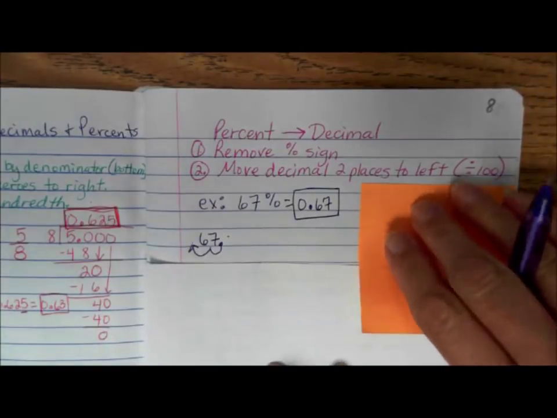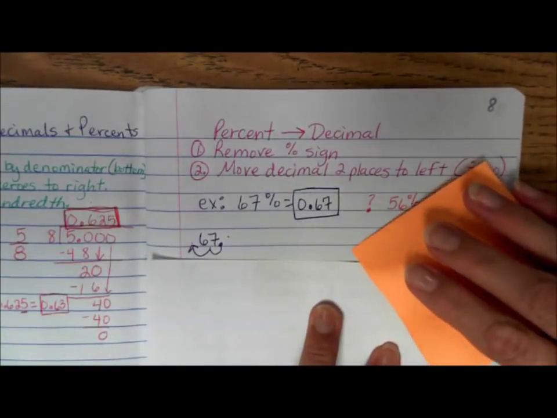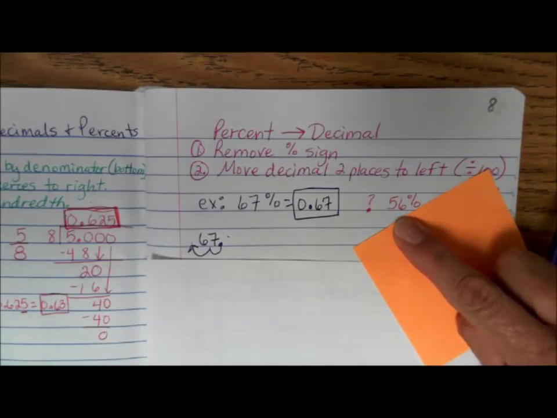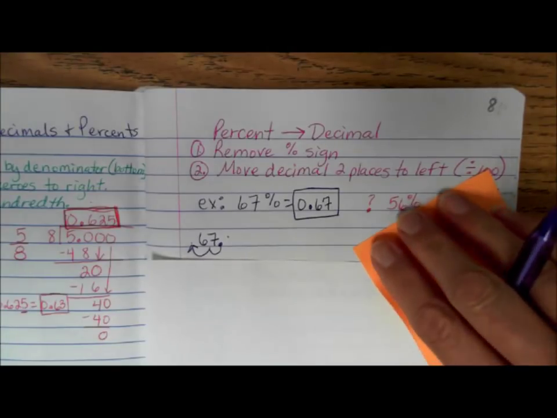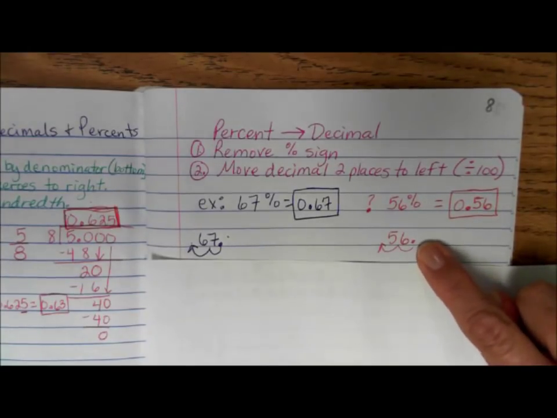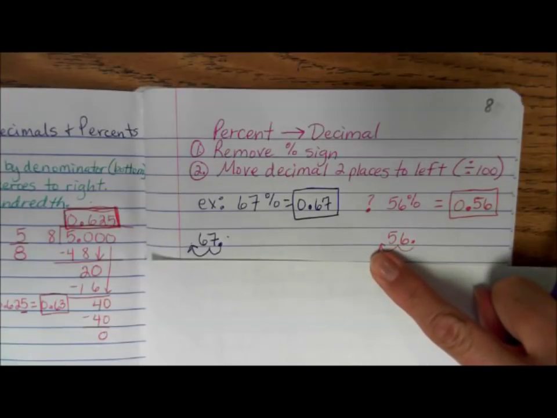Okay. All right. Now you're going to try 56%. So go ahead and pause the video, write 56% down, and then come back on and check. And you should have gotten 56 hundredths. Just place your decimal, move it 2 places to the left. Those are the easiest to do, I believe.